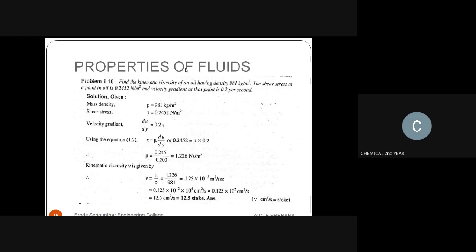Okay. Right. So if you know the conversion for Stoke, one Stoke is equal to 1 centimeter square per second, right? So 0.125 into 10 to the power of minus 2 into 10 power 4 centimeter square per second. So if we simplify, 0.125 into 10 power 2 centimeter square per second, right? So which is 12.5 centimeter squares per second, which is nothing but 12.5 Stokes, right? So that is the answer for this problem, right?